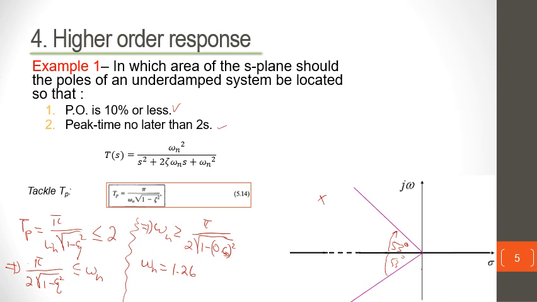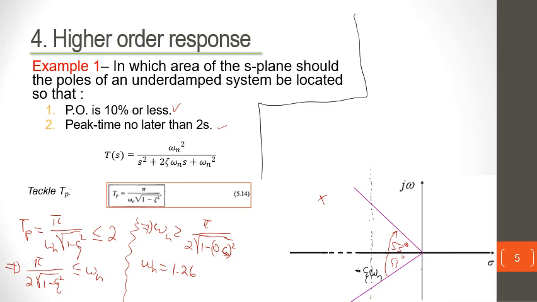We have also established previously that the real part of the pole is equivalent to minus the damping factor times the natural frequency. So this real part, this line here, is equivalent to that, so we can calculate that.